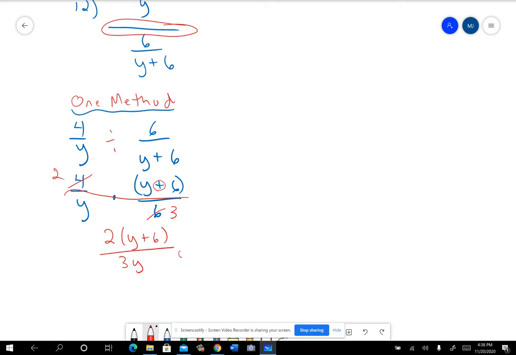Sometimes you'll see them go ahead and distribute, but it's okay to leave it in what they call factored form. I like it in factored form because I can tell whether there's any more that I need to cancel out. Okay. All right, now here's the other method.